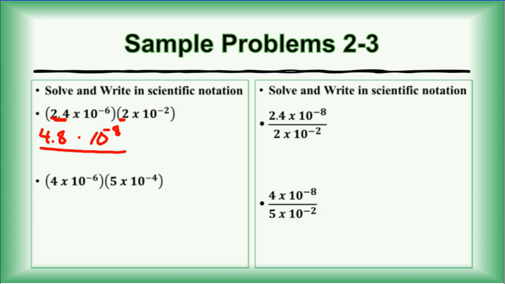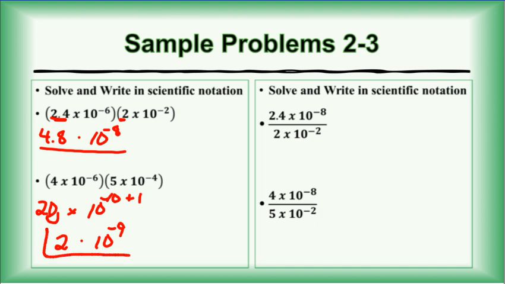Next one, we got 4 times 5, which is 20. 10 to the negative 6 times 10 to the negative 4th is 10 to the negative 10th. To put it in scientific notation, I need to move the decimal place. So it's 2 times 10. Since I gained a decimal place, I need to show that, so I put a plus 1. So it'd be 10 to the negative 9th. So our answer would be 2 times 10 to the negative 9th.